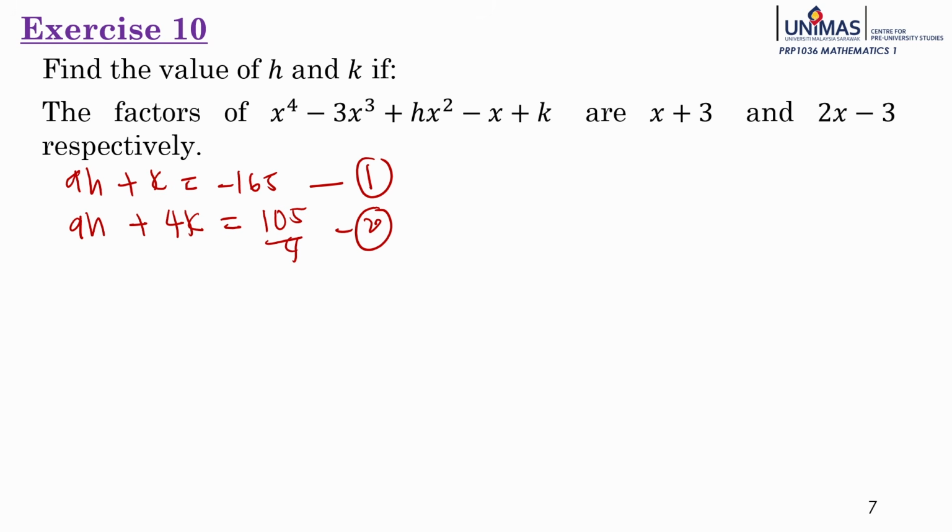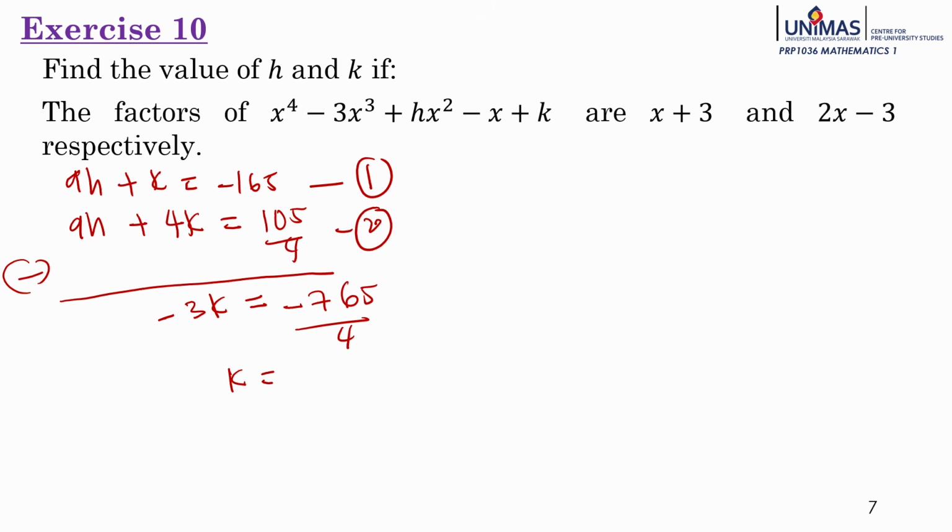We subtract here. So 9h minus 9h equals 0. K minus 4k, we get negative k. And then negative 165 minus 105 over 4, we can get negative 765 over 4. Then you simplify, and the answer is k equals 255 over 4.